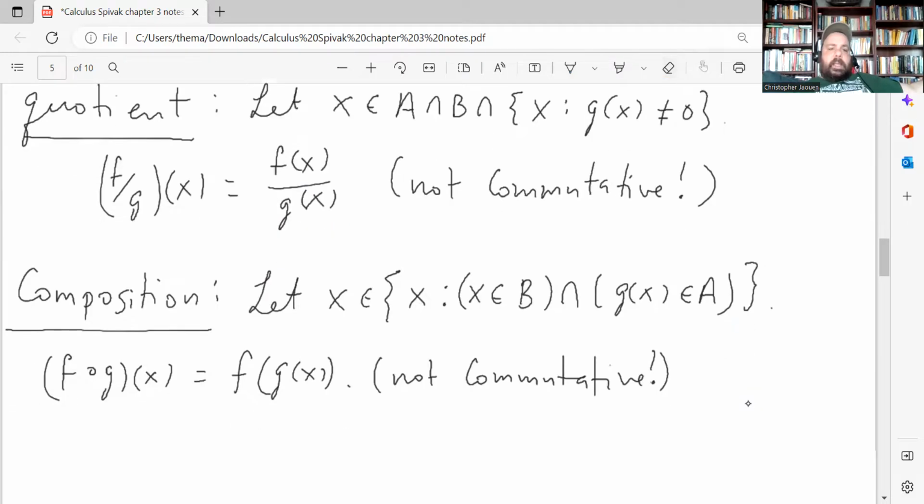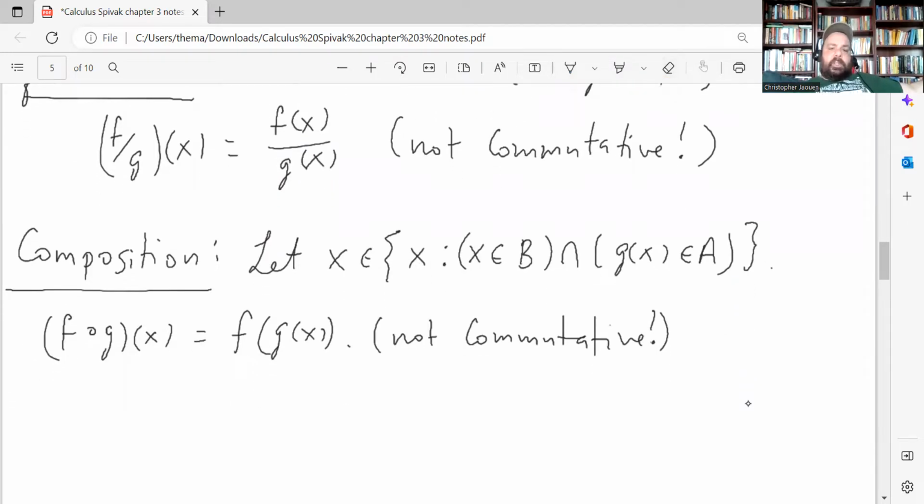And the last important operation here is composition. The domain for the composition of two functions is defined like this. So you need the value of x to be in the domain of g, and then also the output of g at x has to be in the domain of f.